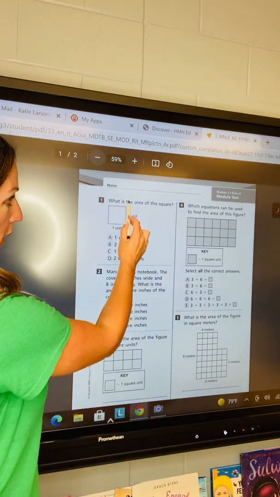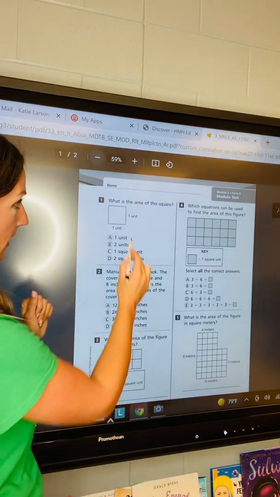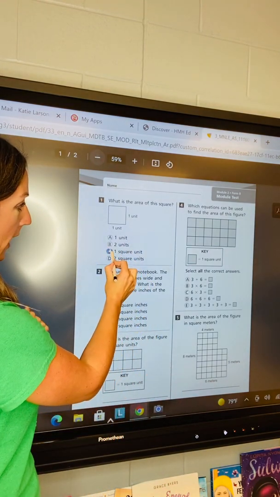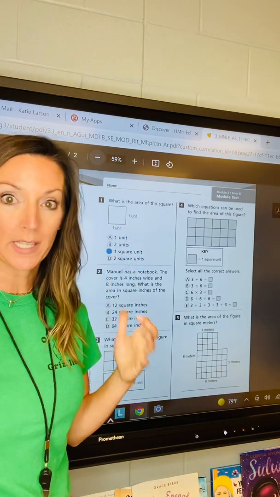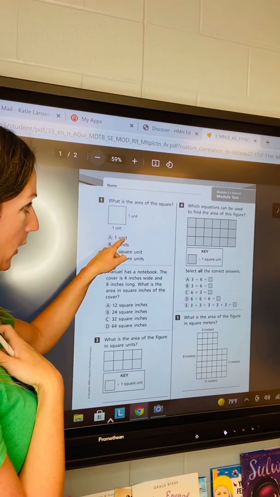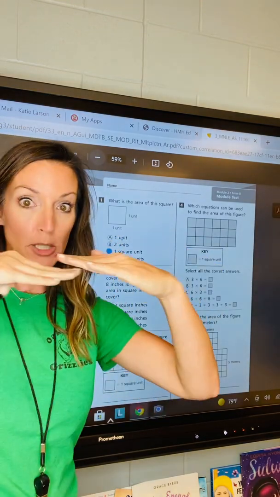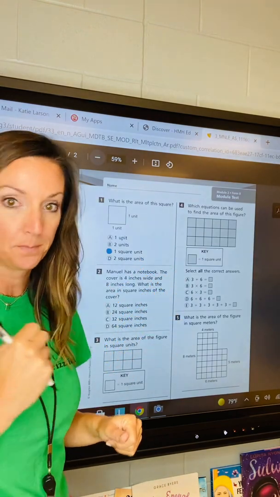What is the area of this square? So we have 1 unit by 1 unit. So the area is 1 square unit because it's a square. When you're doing the unit for area, it has to be a square unit. Yes, this says 1 unit, but that means linear. That means straight line. This is a square, so it's 1 square unit.